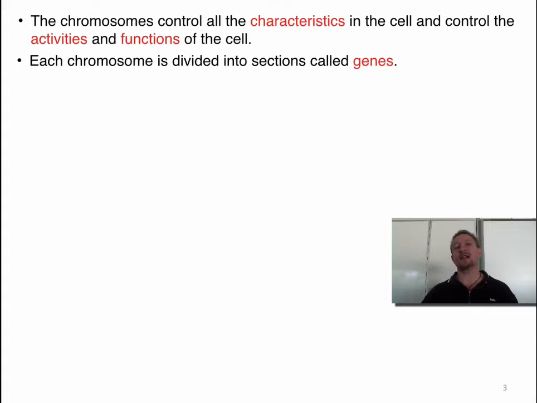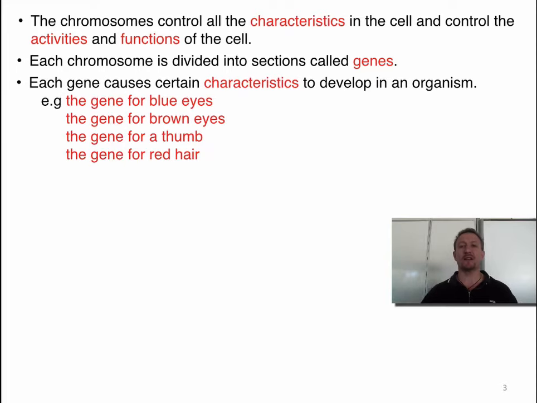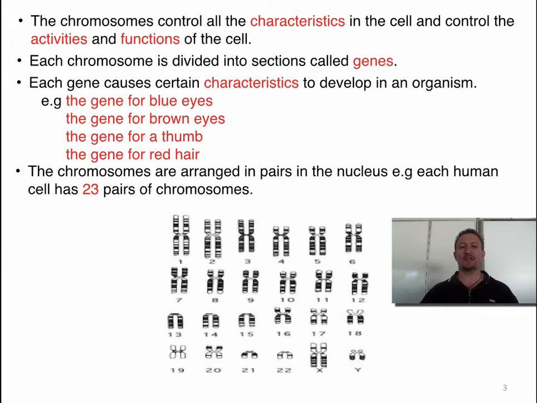Now as I stated, each chromosome is divided into various sections called genes, and each gene will code for a specific characteristic. If you can see down at the bottom here, we've got 23 pairs of chromosomes all put together. You can see these white and black bands; they're going to be the individual genes.